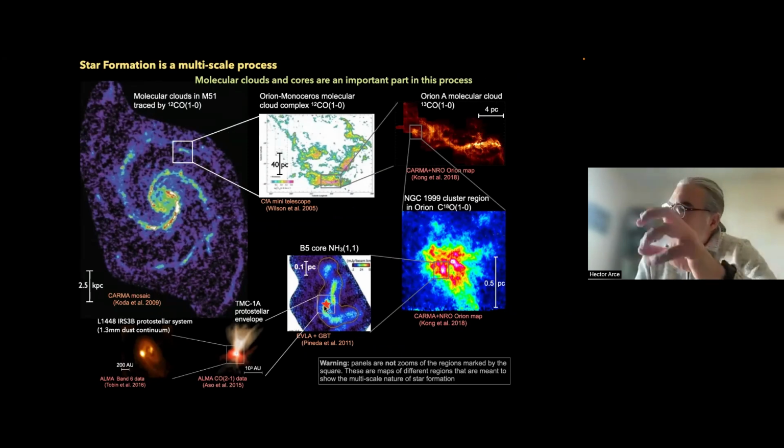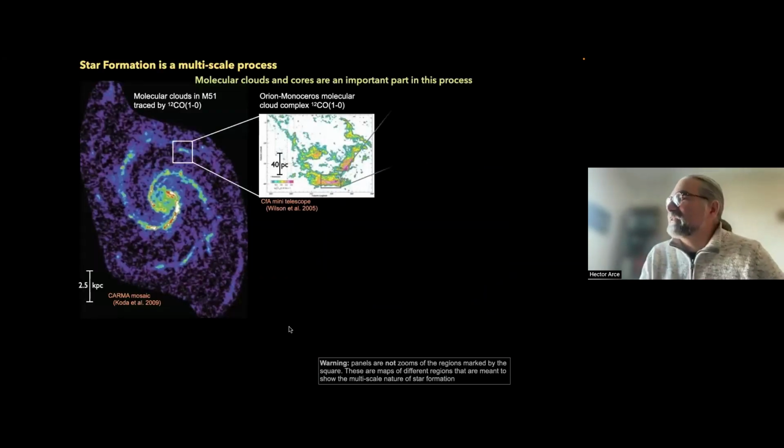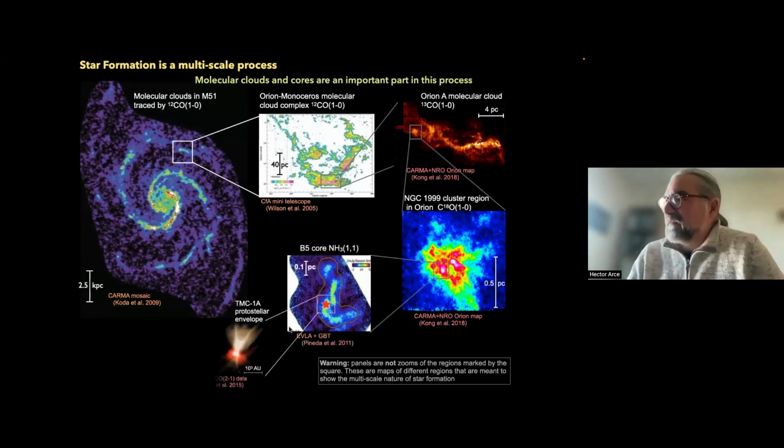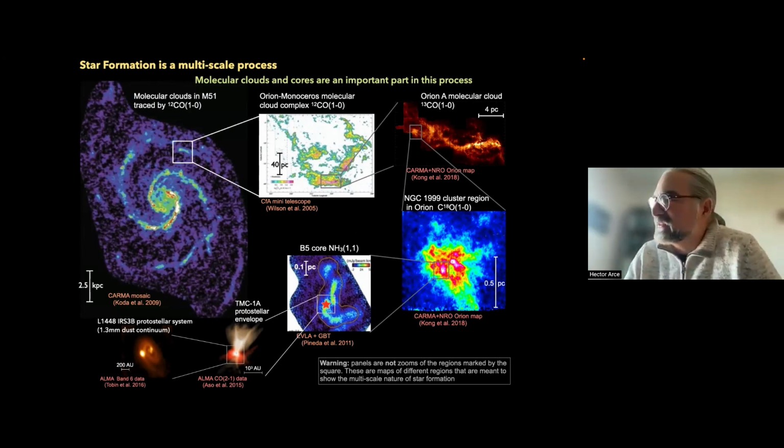And inside those cores, you see envelopes, the denser parts of the core, where the stars are going to form. And the thing about probing those different scales is that you need to use different telescopes as well as different molecular lines to study the different densities and the different scales that entail the star formation process.